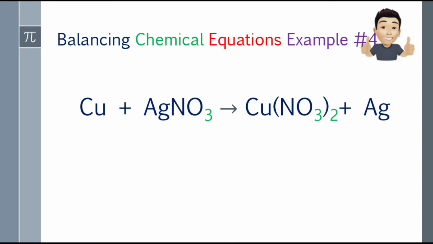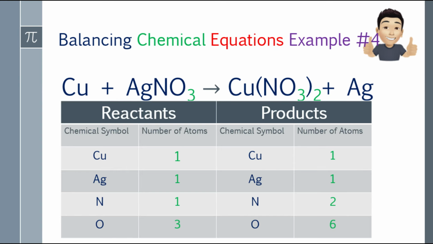Example number 4. Copper plus silver nitrate is equal to copper nitrate plus silver. Okay, dito again, gawa ka ulit ng table, reactants and products, chemical symbol, and number of atoms. So for the reactant side, that will be, for the number of atoms, that will be 1, 1, 1, and 3 for copper, silver, nitrogen, and oxygen respectively. At sa product side naman, that will be 1, 1, 2, and 6 for copper, silver, nitrogen, and oxygen respectively again for the product side.